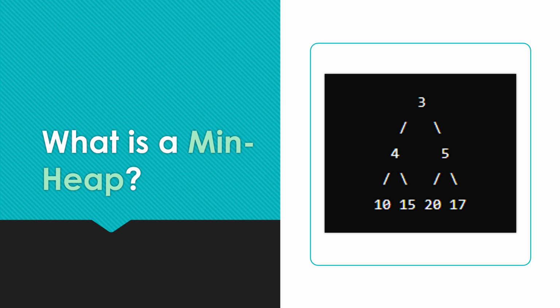In this example, we'll create a min-heap with the following elements: 3, 4, 5, 10, 15, 20, 17. The smallest element 3 is at the root. Left child of tree 4 and right child of tree 5 are greater than or equal to 3. Children of 4, 10, and 15 are greater than 4. Children of 5, 20, and 17 are greater than 5. This structure maintains the min-heap property, where each parent node is less than or equal to its children.